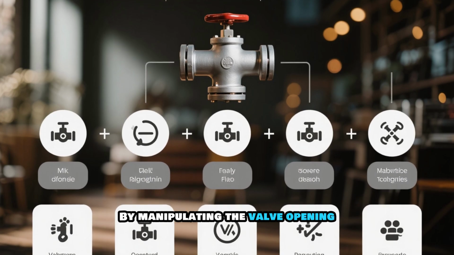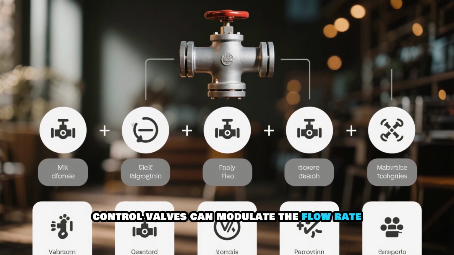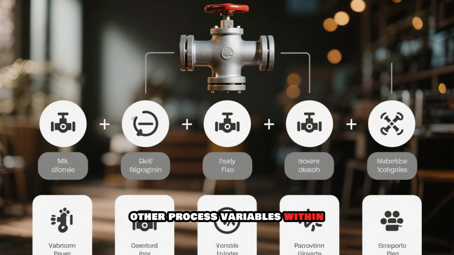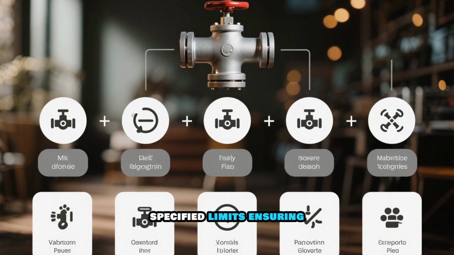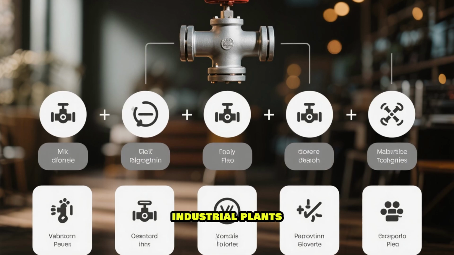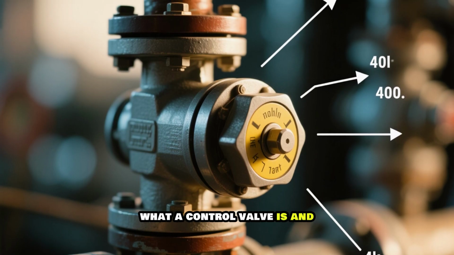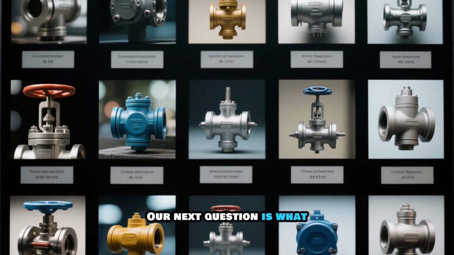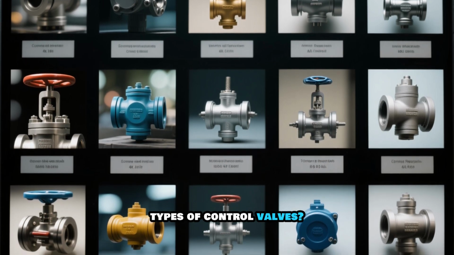By manipulating the valve opening, control valves can modulate the flow rate, pressure, temperature, and other process variables within specified limits, ensuring efficient and safe operation of industrial plants. Okay, so hopefully you understand what a control valve is and how it works. Our next question is, what are the different types of control valves?